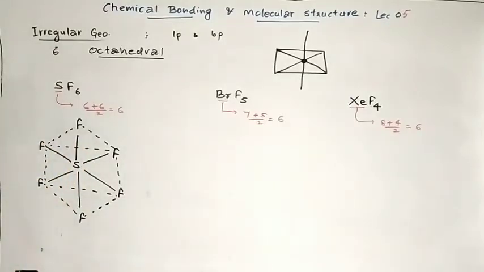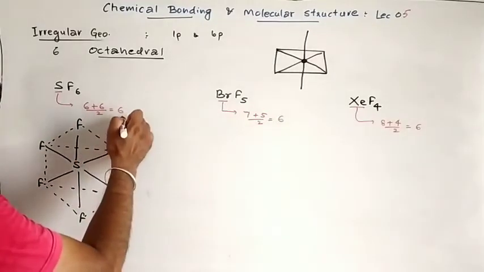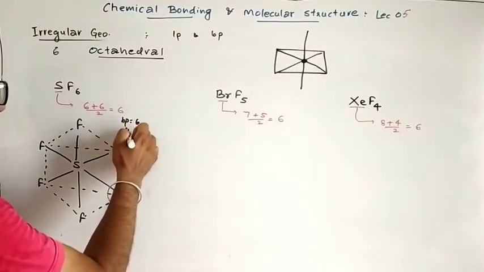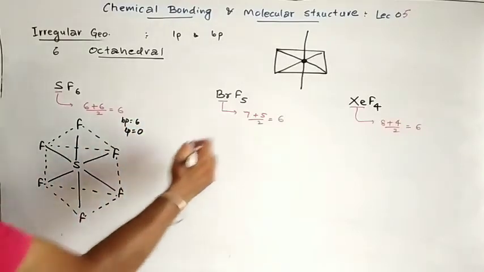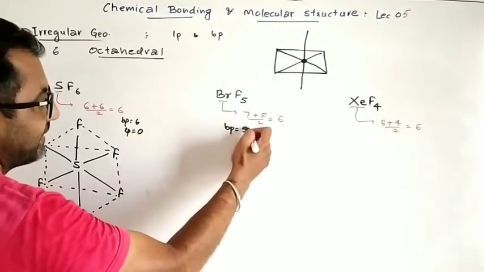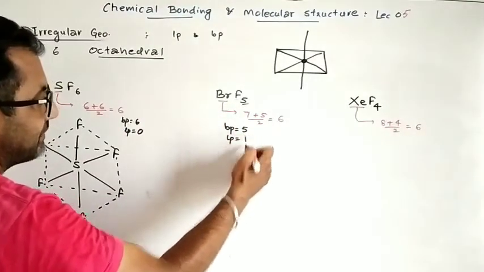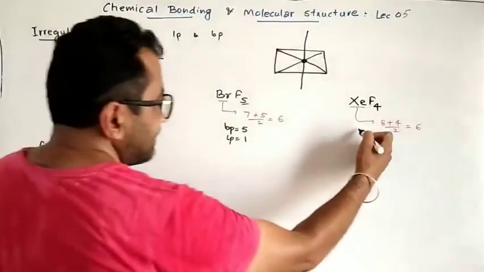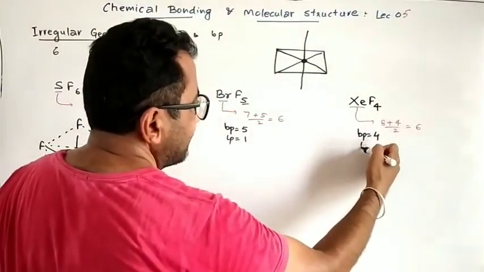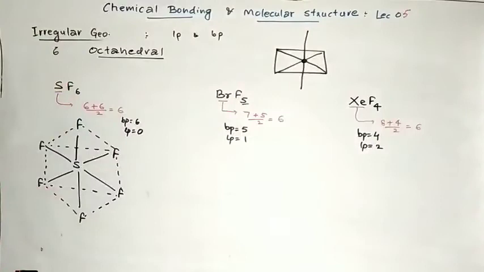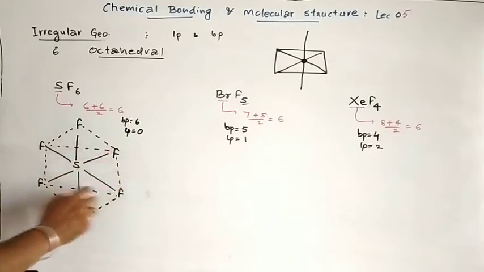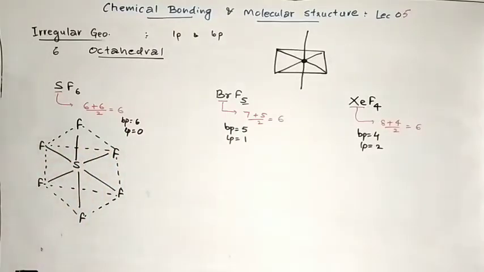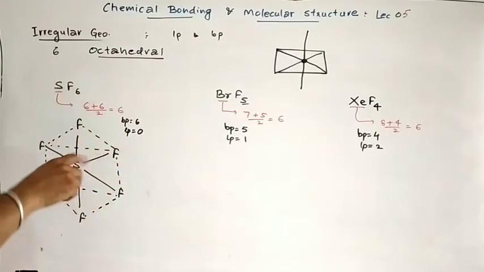It's a regular geometry. Now in this case, see, bond pairs are 6, but lone pair is 0. Regular geometry. But in this case, bond pairs are 5, you can see from here, and lone pair is 1. In this case, bond pairs are 4 and lone pairs 2. So when in octahedral we have one lone pair, don't disturb this rectangular shape. Put it anywhere, either above, in place of this fluorine, or in place of this fluorine. If there are two lone pairs, one above, one below.